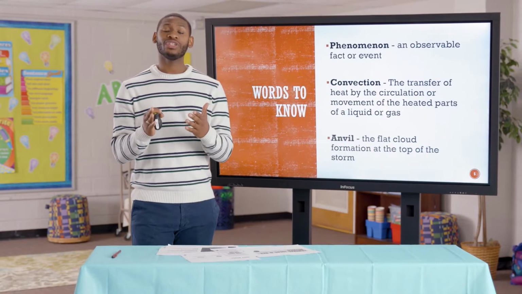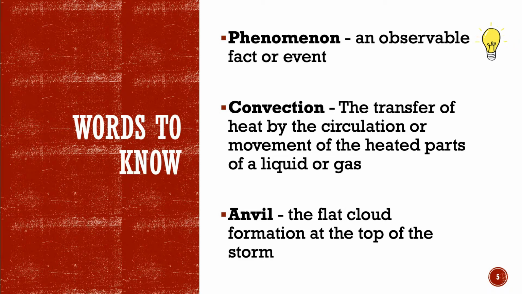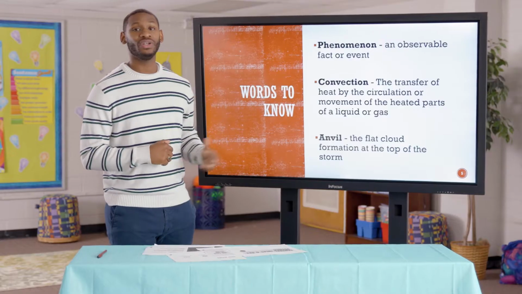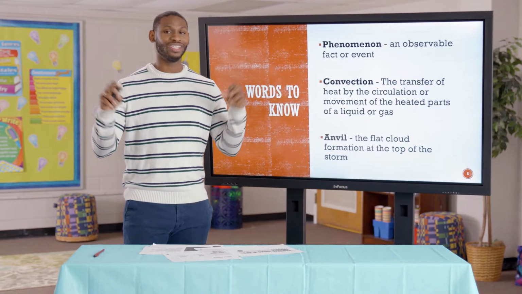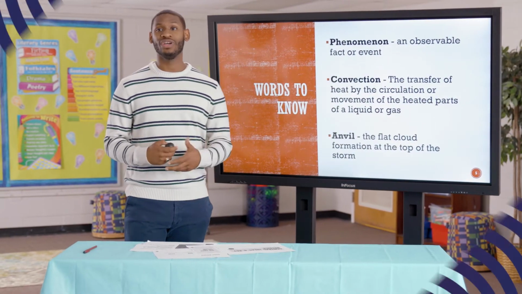So here are some words that you're going to need to know for this lesson. First word, phenomenon, which is an observable fact or event. Second word is convection, the transfer of heat by circulation or movement of the heated parts of a liquid or gas. The last word is anvil, the flat cloud formation at the top of a storm. So these three words are weather words that you're going to need to know as you read the text so that you understand what's going on.